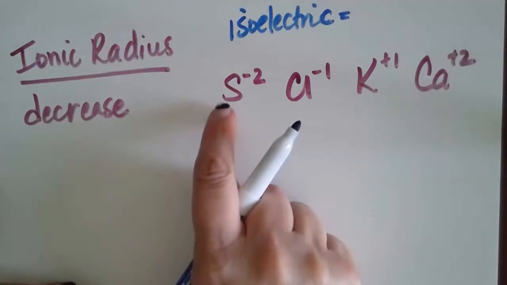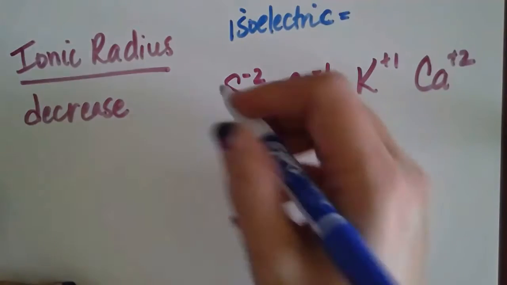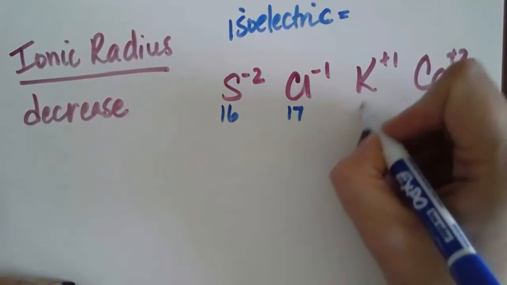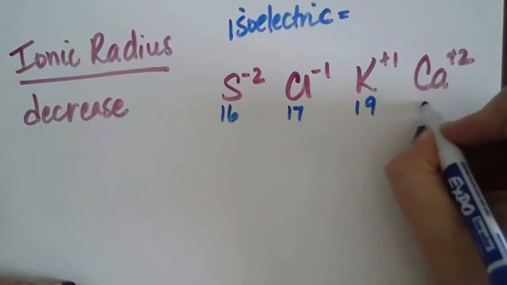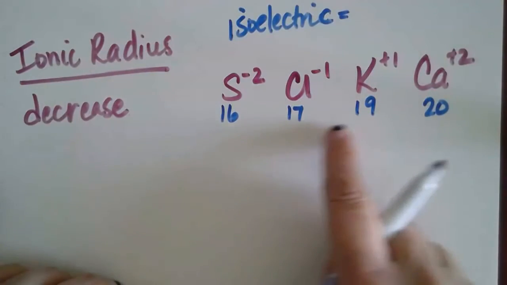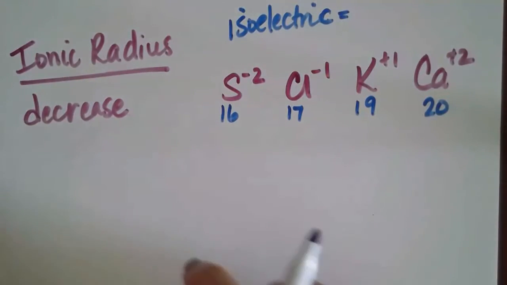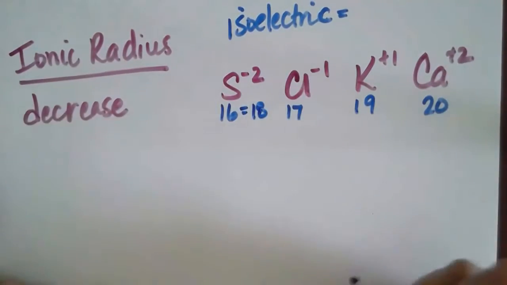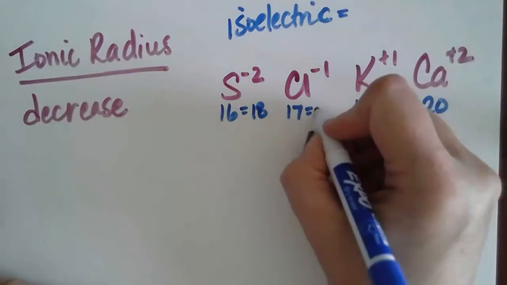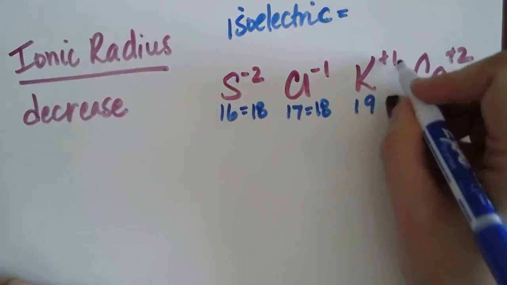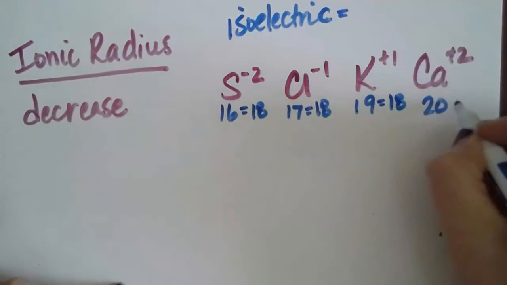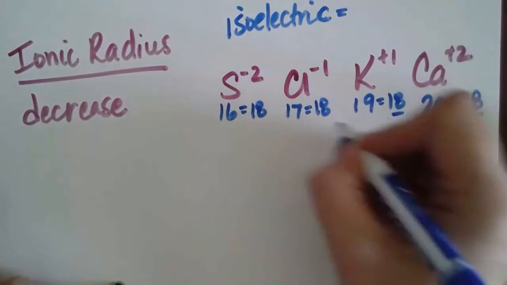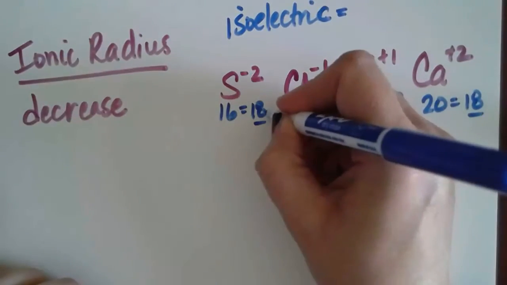So S to the -2, if you look at the periodic table, S is number 16. Chlorine is number 17. Potassium is number 19, and calcium is number 20. So they're technically going up by atomic number, right? But if you have a -2, that gives you then 18 electrons. 17 plus 1 is 18. K minus 1 equals 18. And 20 minus 2 is 18. Notice they all have 18 electrons.